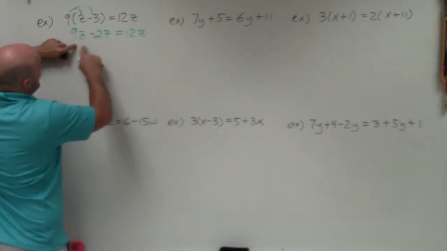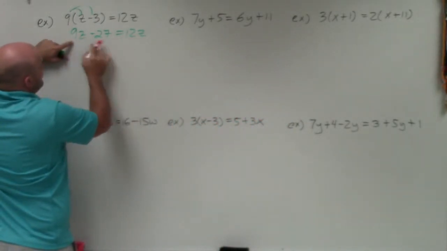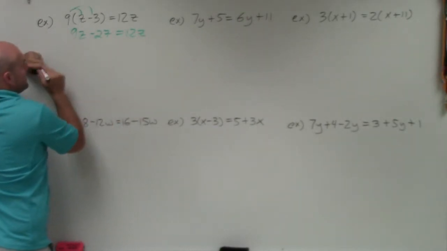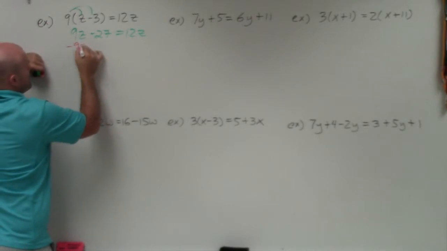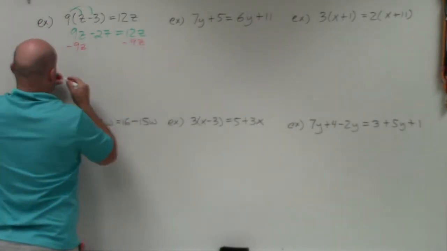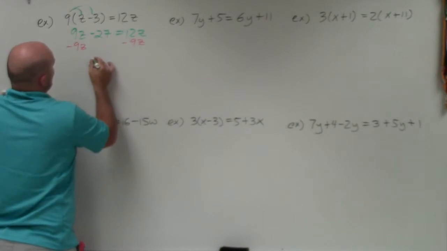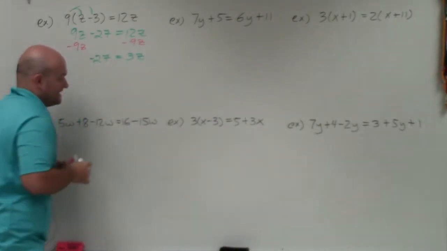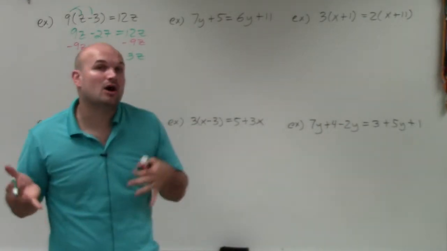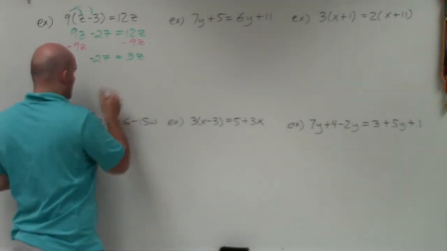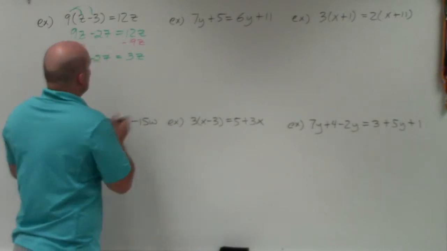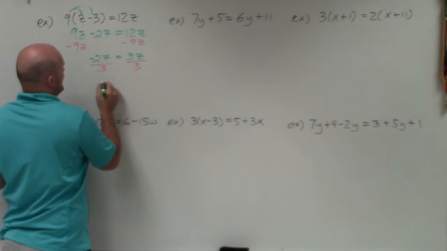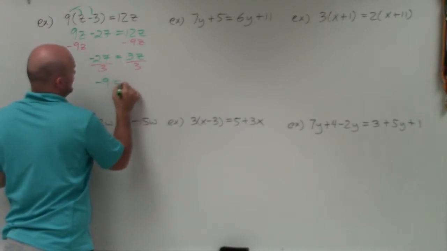So what I see here is, instead of getting the variables on the left side, I'm going to leave the variable on the right side. So therefore, I need to get rid of 9z. So to do that, I'm going to subtract a 9z on both sides. By doing that, I now have a negative 27 equals positive 3z. Therefore, now all I need to do to solve for my variable, I need to undo multiplying by 3, which would be divide by 3. And therefore, negative 27 divided by 3 is going to be a negative 9 equals z.